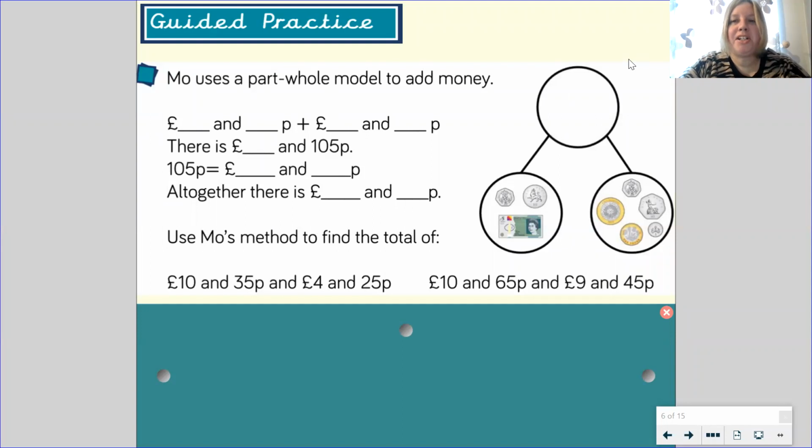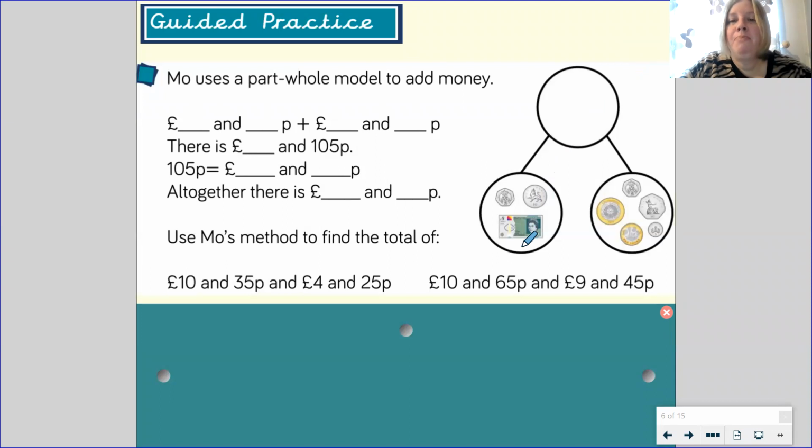Let's have a look at this question. And this question is similar to some of the work we have already done. So this is a recap of the method that we can use. Mo uses a part-whole model to add money. So we're going to work through the first example together to see how much money there is. Then you're going to have a go by yourselves.